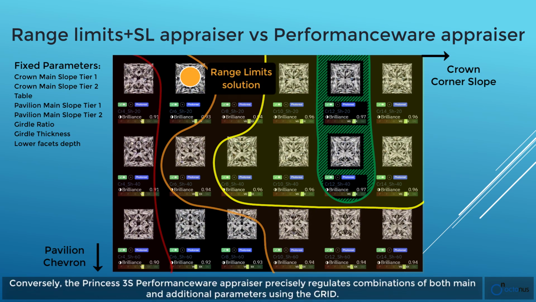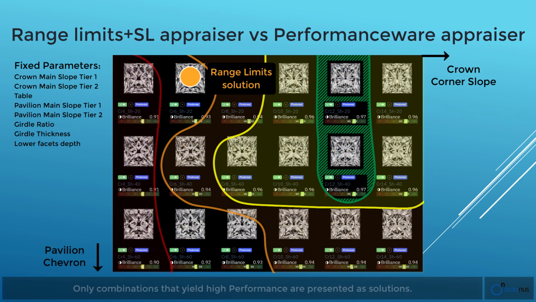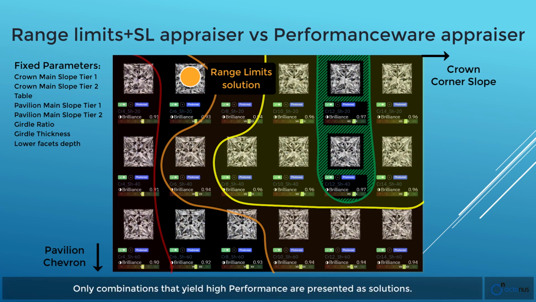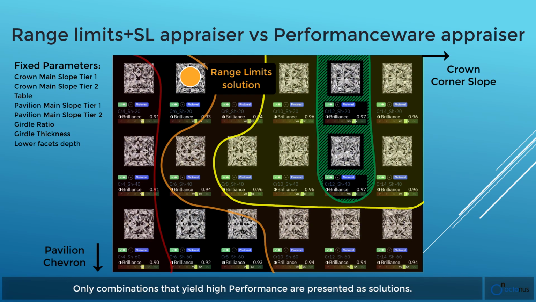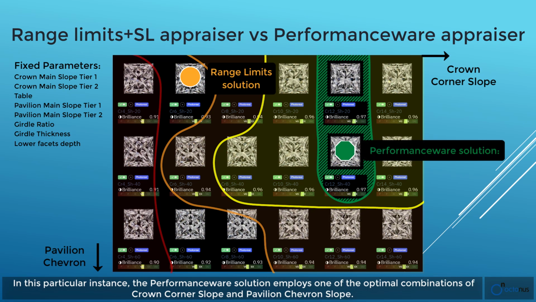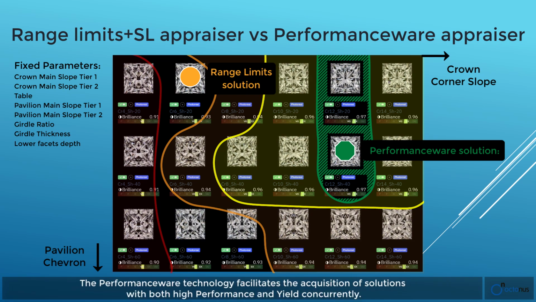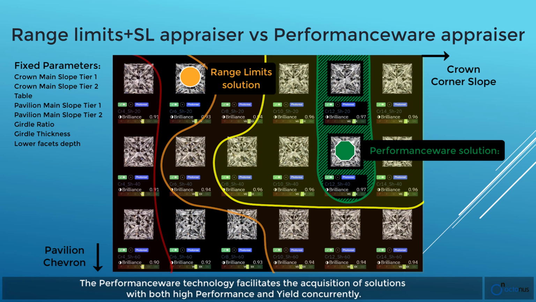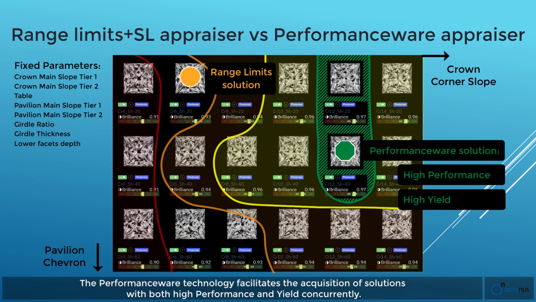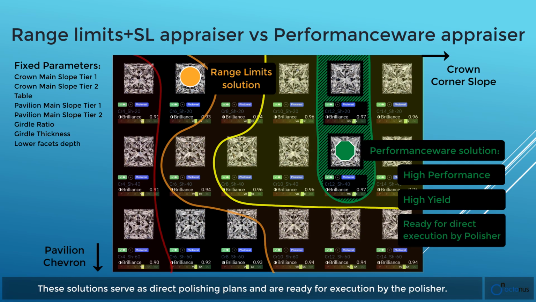Conversely, the Princess 3S Performanceware Appraiser precisely regulates combinations of both main and additional parameters using the grid. Only combinations that yield high performance are presented as solutions. In this particular instance, the Performanceware solution employs one of the optimal combinations of crown corner slope and pavilion chevron slope. The Performanceware technology facilitates the acquisition of solutions with both high performance and yield concurrently. These solutions serve as direct polishing plans and are ready for execution by the polisher.